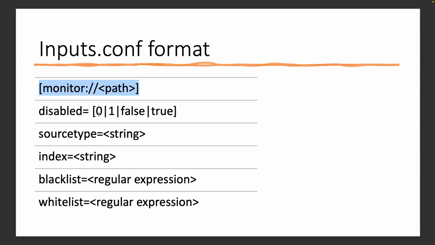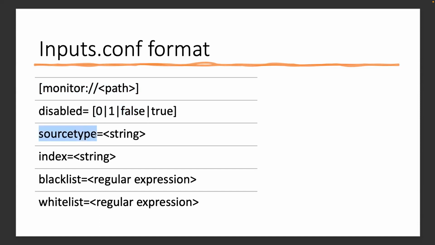So if you say disabled equals false, meaning it's not disabled, it's the opposite, or just saying that this is enabled. If you want it to not be looked at, you say disabled equals 1, meaning it's disabled, or true. So these are just the different values you can provide for disabled: 0 or 1, or true or false.